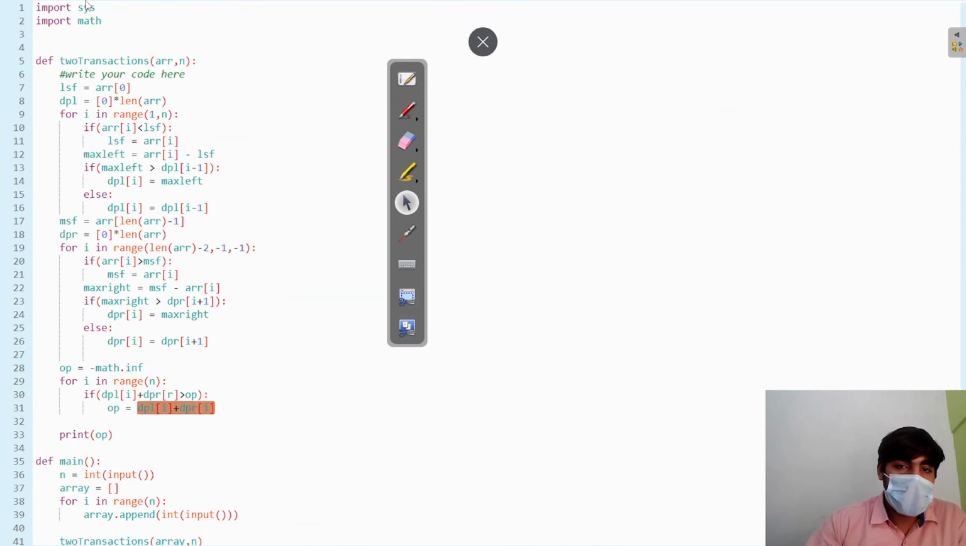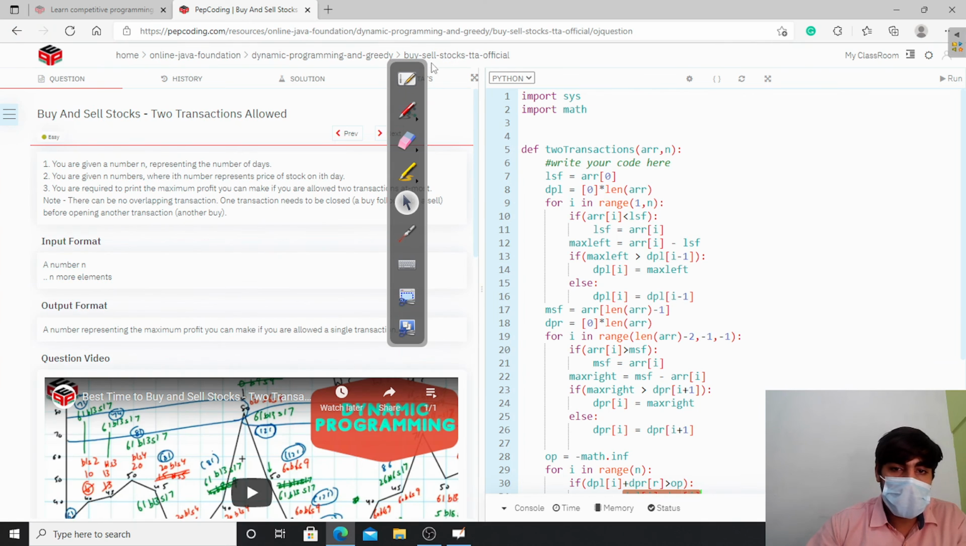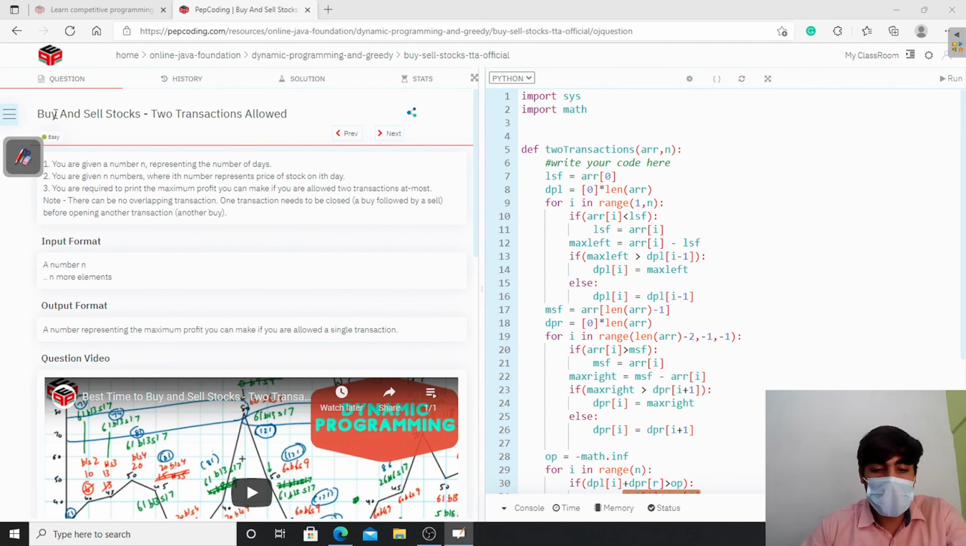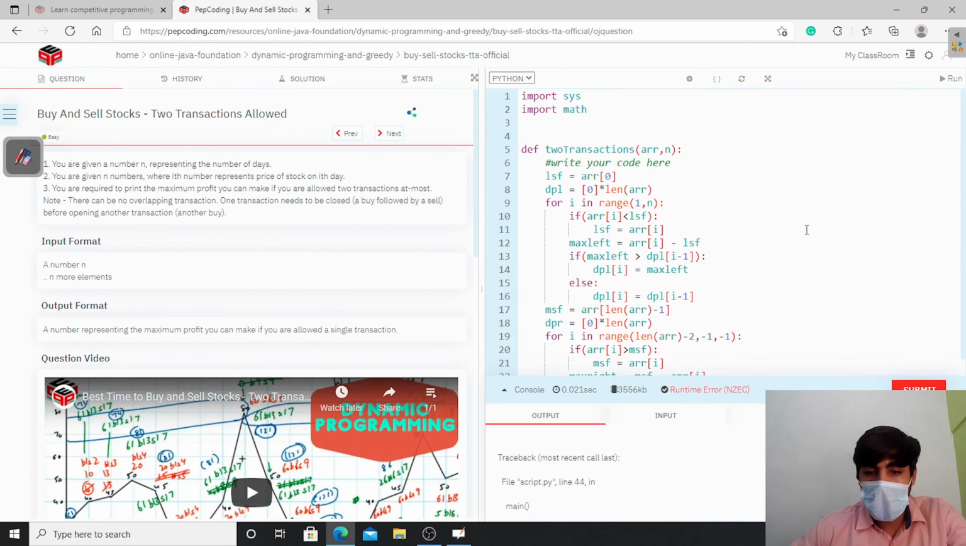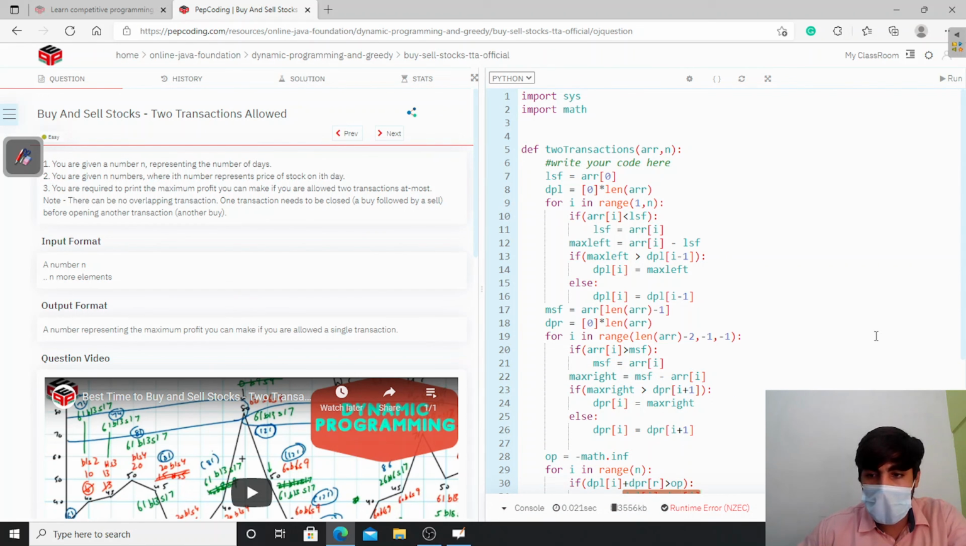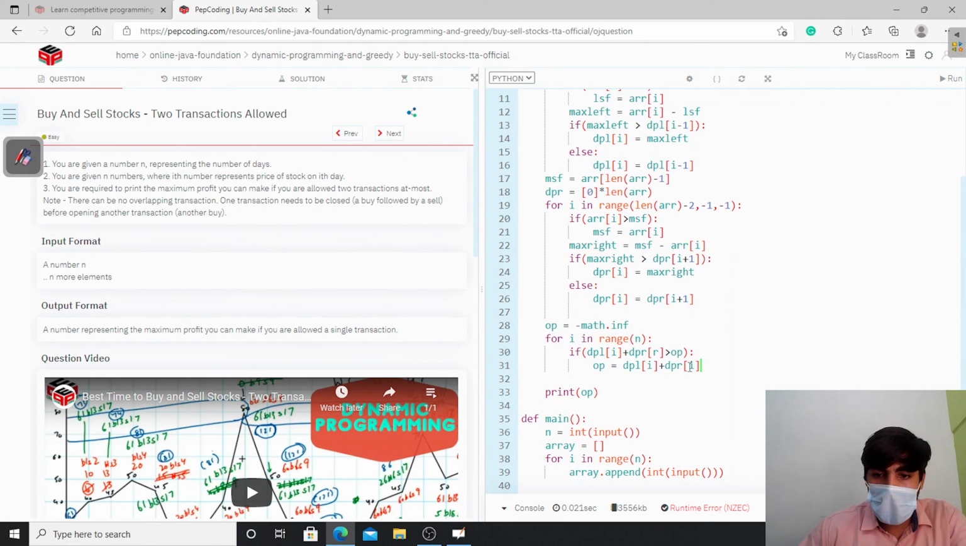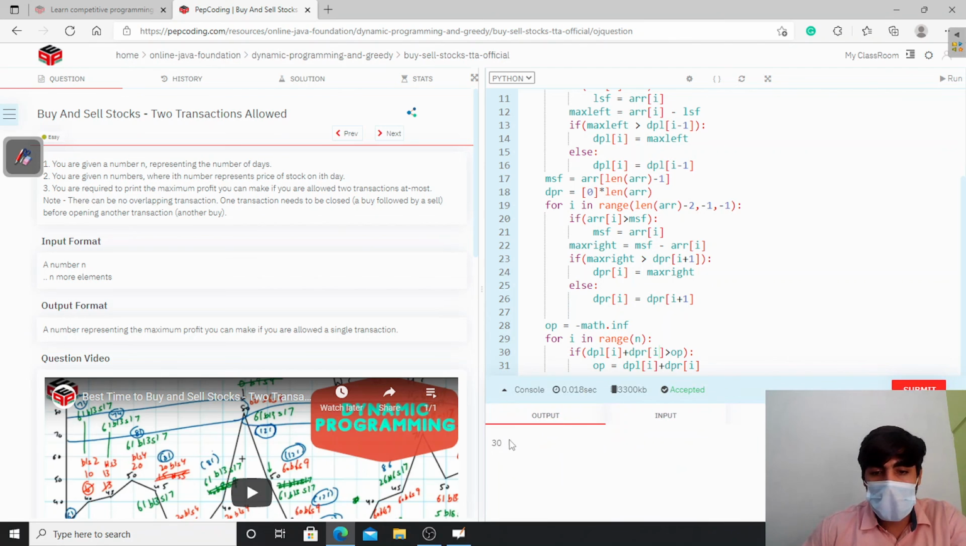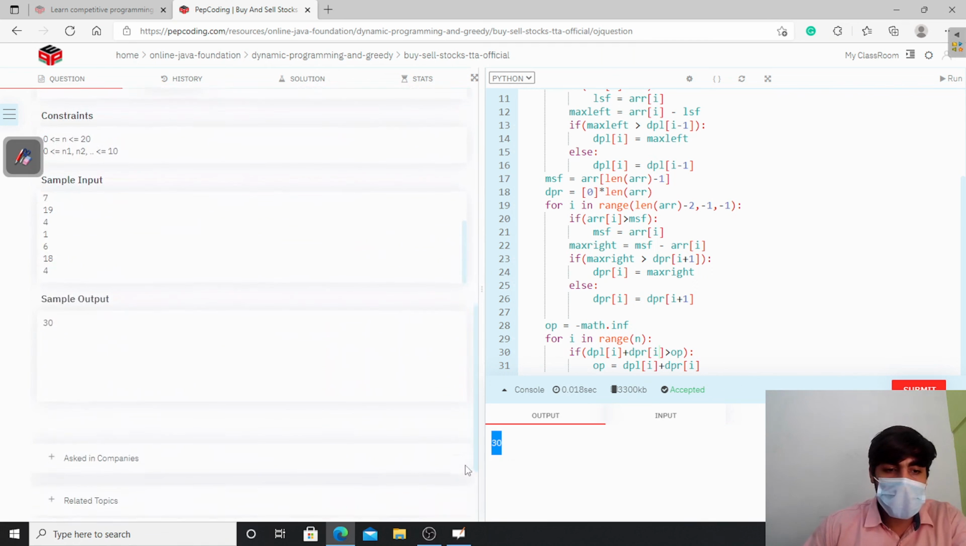Okay. Now I try to compile it and check whether it runs successfully or not. So you can see it gives an error. Okay, name R is not defined. So I write I here instead of R. Now I try to run, it runs successfully, and we get our output 30, which equals our sample output. We get it and try to submit it.